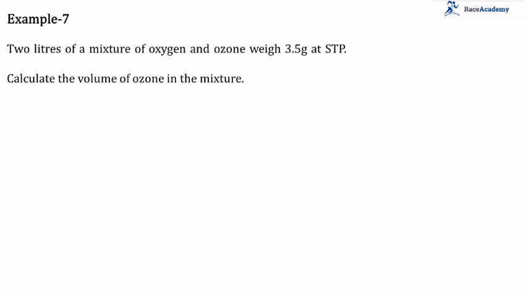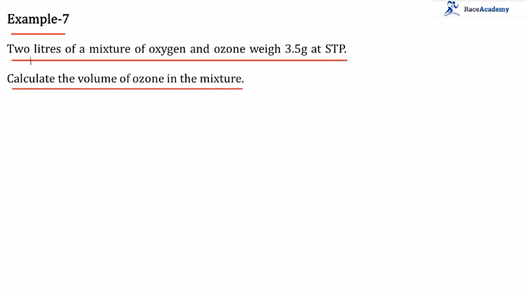Okay, let us move to the next question. This is our last question, example number 7. The 2 liters of mixture of oxygen and ozone weigh 3.5 grams at STP. What they have given is very clear: 3.5 grams of mixture containing ozone and oxygen at STP. We need to calculate the volume of ozone in that mixture. It's quite an interesting question. Without thinking, we can't do it.